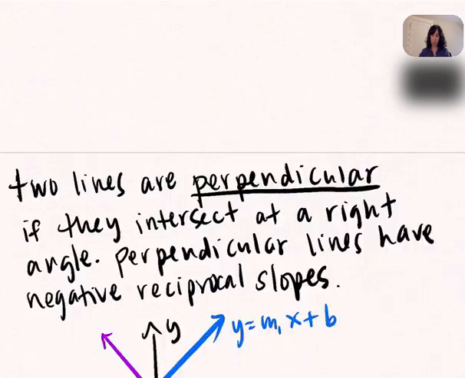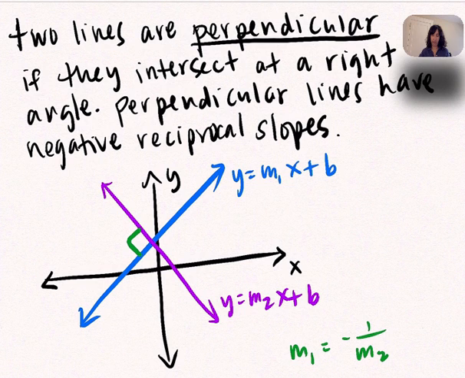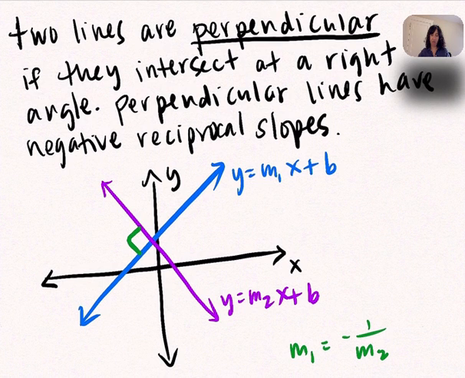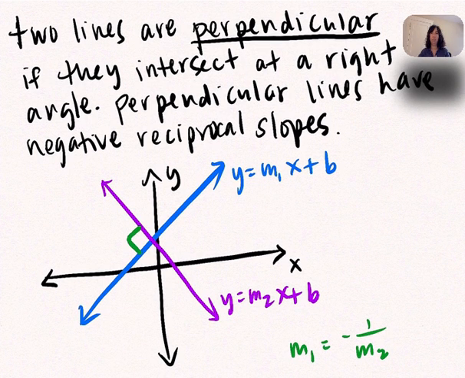Okay, let's look at perpendicular lines. Two lines are perpendicular if they intersect at a right angle. Perpendicular lines have the property that their slopes are negative reciprocals of each other. So these two lines are perpendicular. They intersect each other at a right angle. This is our symbol for right angle, or 90 degrees.